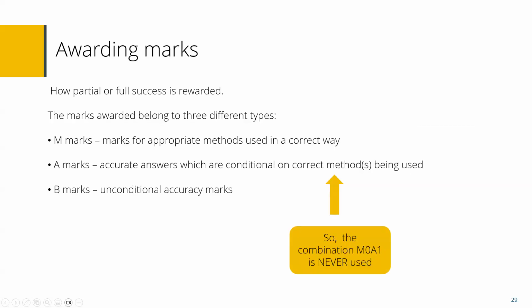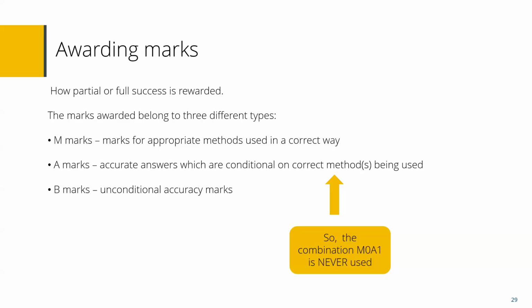I did mention the different types of marks as well. I'll come back to this here. So you've got the M for the correct method. It doesn't always have to lead to the fully correct expression for you to get that. We did mention this in module 1.